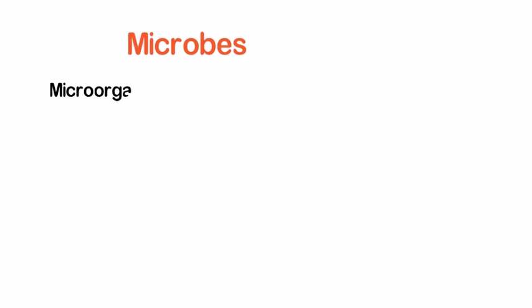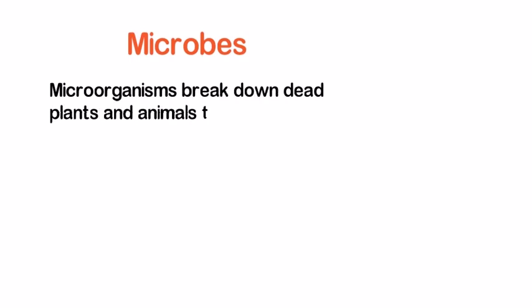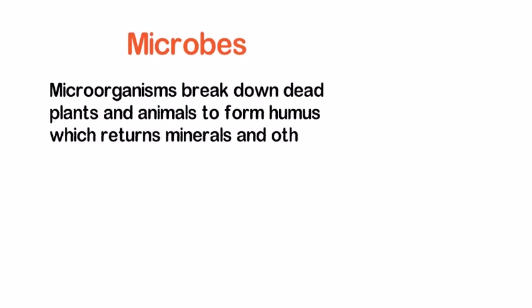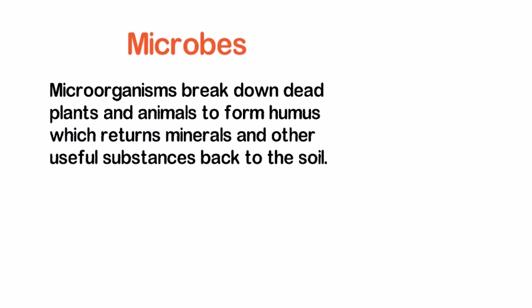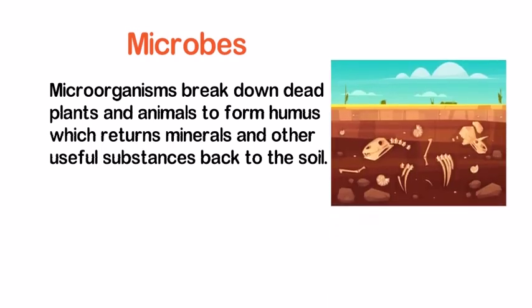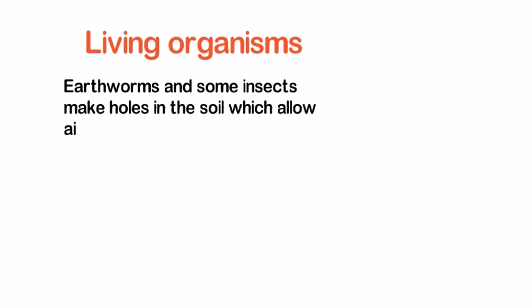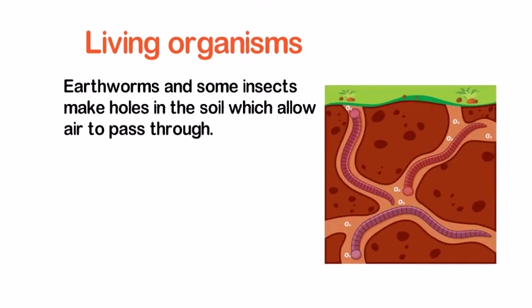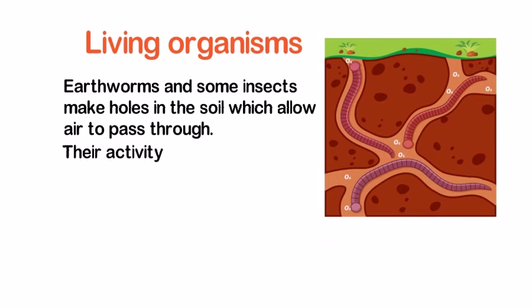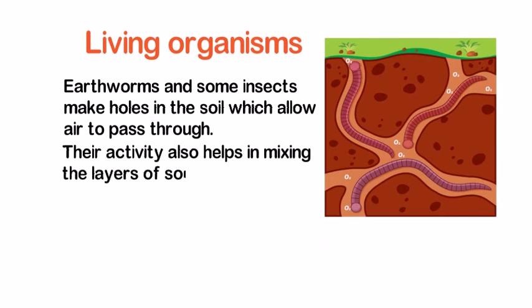Microbes. Microorganisms break down dead plants and animals to form humus, which returns minerals and other useful substances back to the soil. Living organisms. Earthworms and some insects make holes in the soil which allow air to pass through. Their activity also helps in mixing the layers of soil.